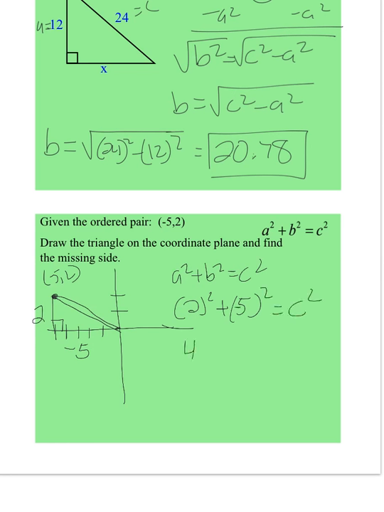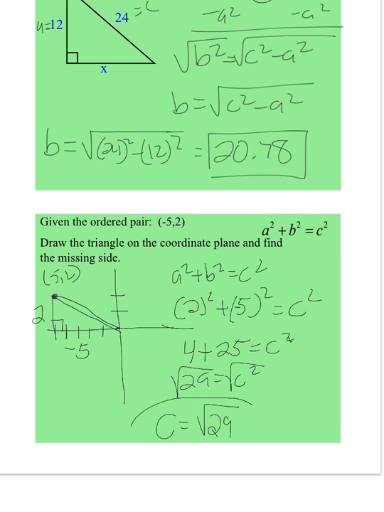When I do that, I get 4 plus 25 is equal to c squared. So 29 is equal to c squared. I take the square root of both sides to solve for c, and I find c is equal to the square root of 29. 29 is a prime number, so I can't reduce that radical any further. If I did want to write it as a decimal, I could do that. I'm just going to take the square root of 29 in my calculator, and it's approximately 5.39.